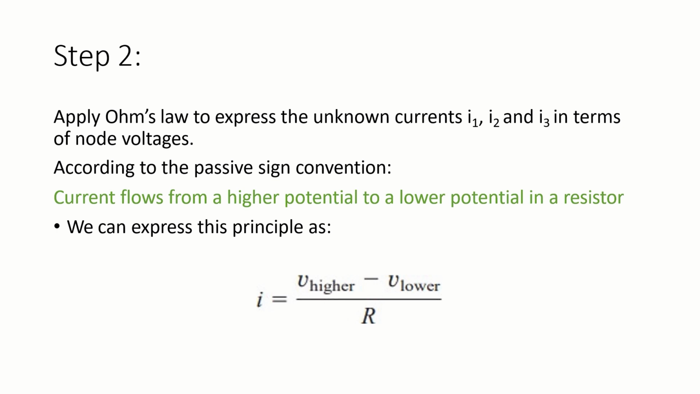Now let's look at the second part of step 2. Apply Ohm's law to express the unknown currents I1, I2 and I3 in terms of node voltages. According to the passive sign convention, current flows from a higher potential to a lower potential in a resistor. So the nodes were across a resistor, and we can express this principle as I equals the higher potential minus the lower potential divided by the resistor. So let's see how this will apply in our circuit.